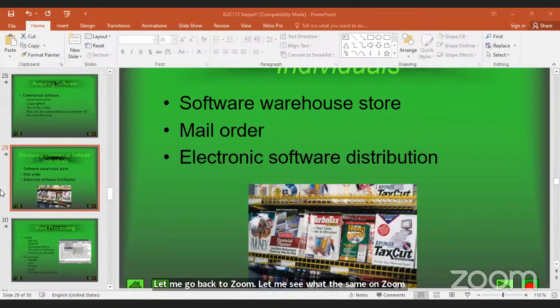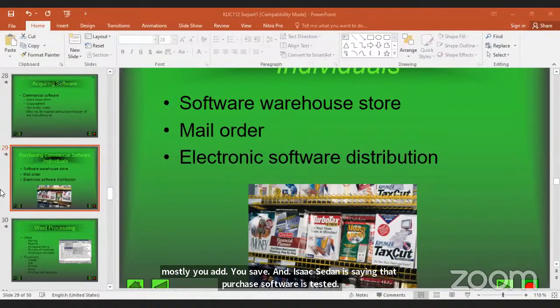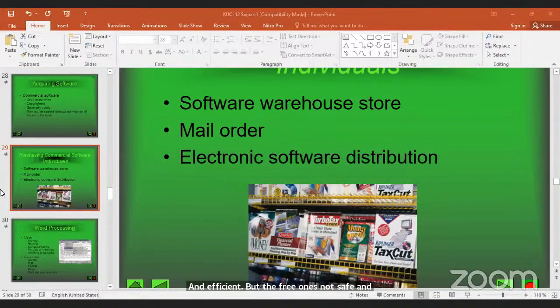So commercial software has many support. It's more secured. It's safe. Isaac Sindani is saying that purchased software is tested and efficient, but the free one is not safe and the scope of operation is limited. Hilary Ogada is saying that commercial software is better because freeware may be affected by viruses, hence security is not enhanced.